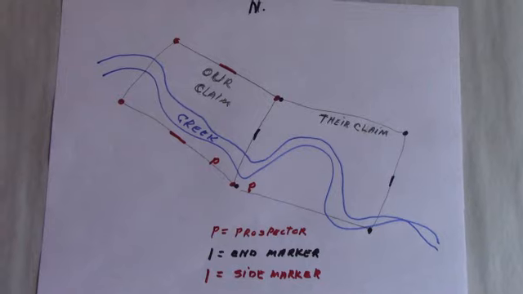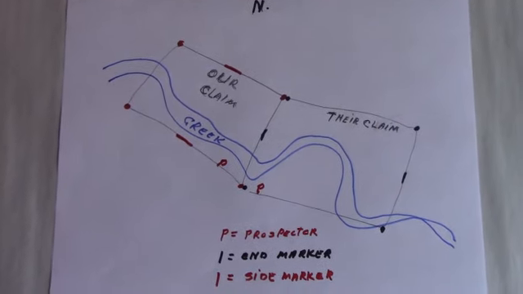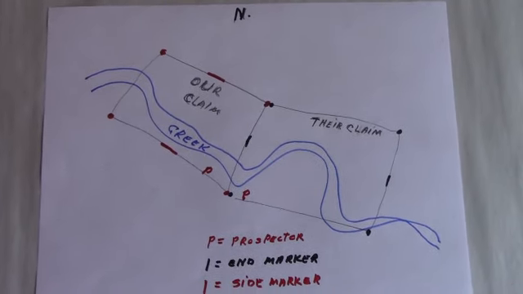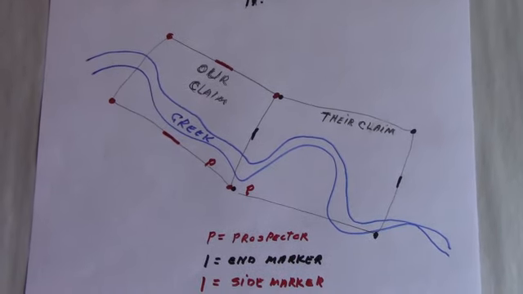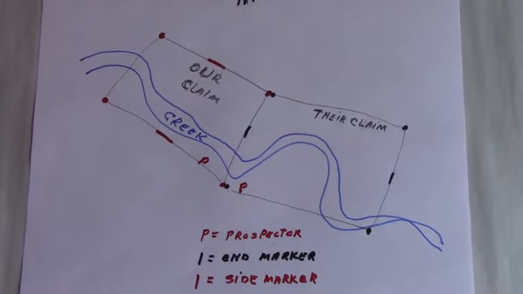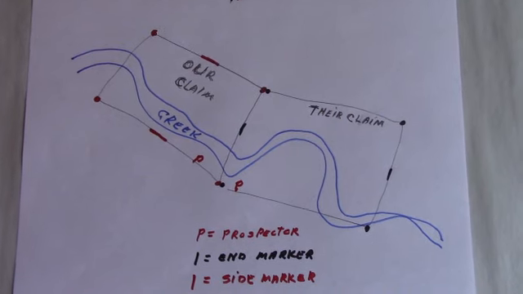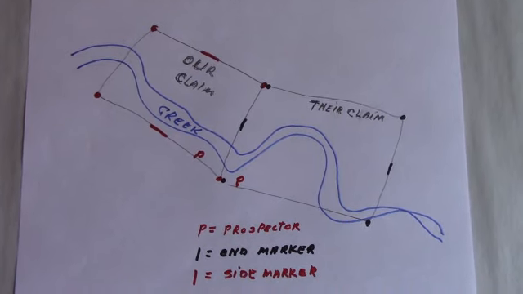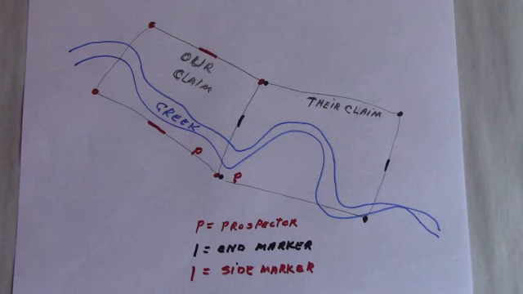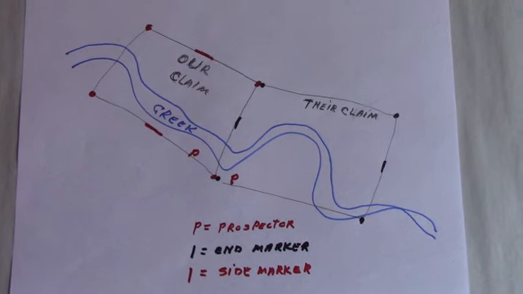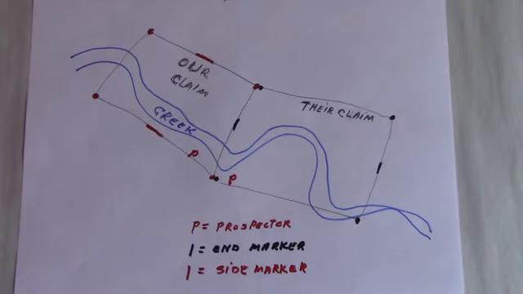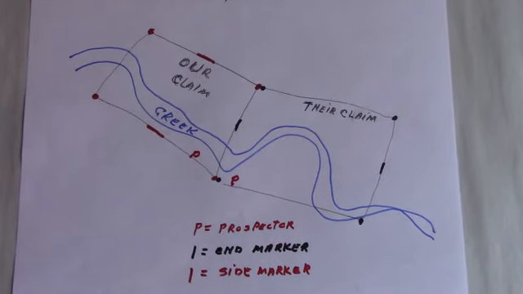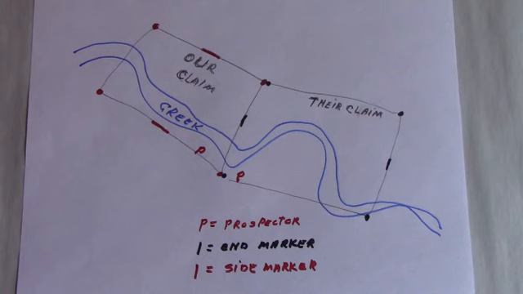I'm doing this video to help out a lot of prospectors who get out on a claim and don't exactly know where they are. They think they're probably on a claim. As you can see in this picture, I show a creek and our claim and their claim. And the P on there is a prospector. If you look at the one here, well, that prospector is on the neighbor's claim.